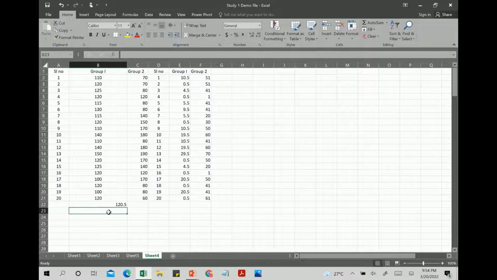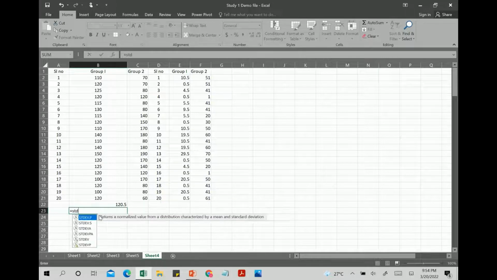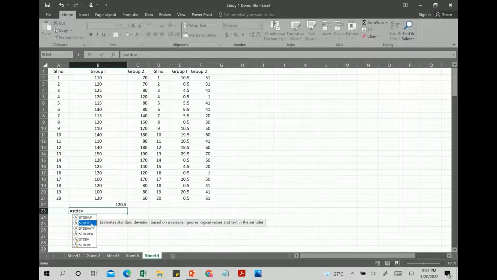Now our next task is how to determine the standard deviation. Just click on one box and place equals. Then you type STDEV. There will be two options. One is STDEV.P, which is for population, and another option is STDEV.S, for sample. Please highlight S and click on it.